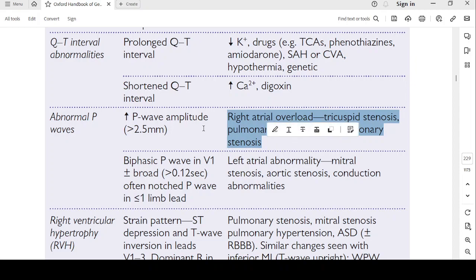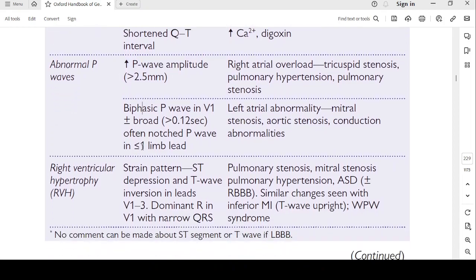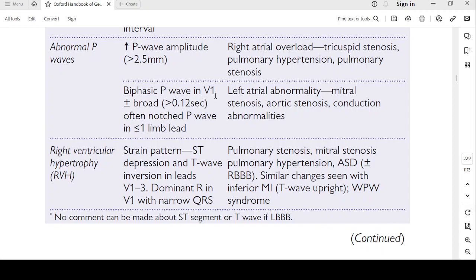Wherever there is an overload on the right atrium, which is pumping against pressure, like tricuspid stenosis, or further pressure like pulmonary hypertension, or further pressure like pulmonary stenosis, then we have a high amplitude P wave.